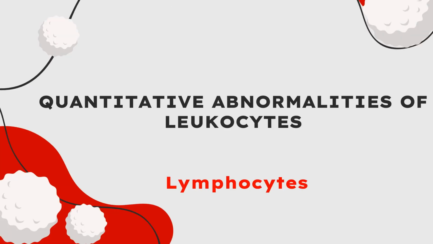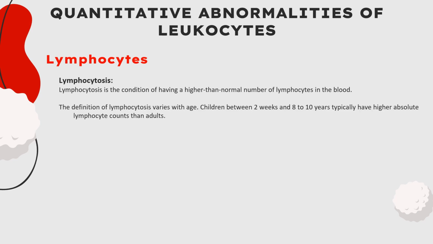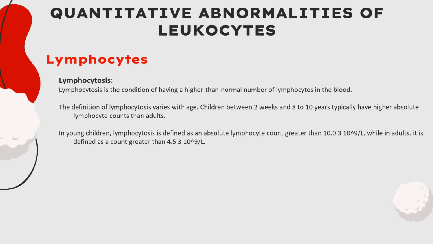Moving on to lymphocytes, those small yet mighty cells that wield immense influence over our immune responses. Lymphocytosis, characterized by an elevated number of lymphocytes in the blood, varies in definition based on age. In children between 2 weeks and 8 to 10 years, higher absolute lymphocyte counts are typical. In young children, lymphocytosis starts at an absolute lymphocyte count above 10.0 billion per liter, while in adults, the threshold is higher, at 4.5 billion per liter.